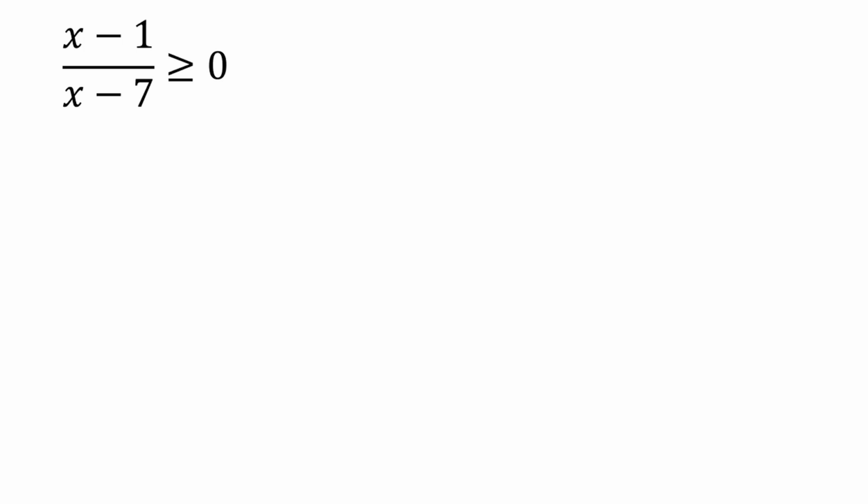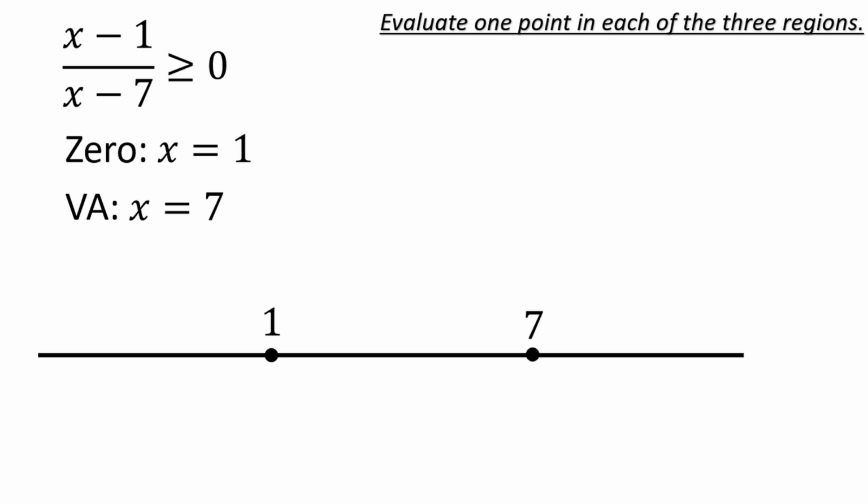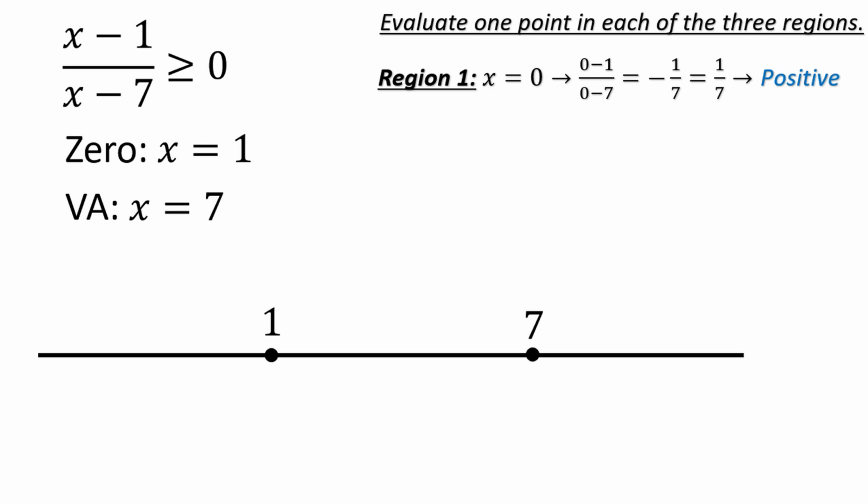Instead, remember that for rational functions like this, where the numerator is 0 represents zeros, and where the denominator is 0 represents vertical asymptotes. The graph can change from positive to negative, or vice versa, at both zeros and vertical asymptotes. In this case, we have a 0 at x equals 1, and a vertical asymptote at x equals 7. So we set up our sign analysis chart with the values x equals 1 and x equals 7. If we plug in a value less than 1, such as 0, we get 0 minus 1 divided by 0 minus 7, which is negative 1 divided by negative 7, or positive 1 divided by 7.